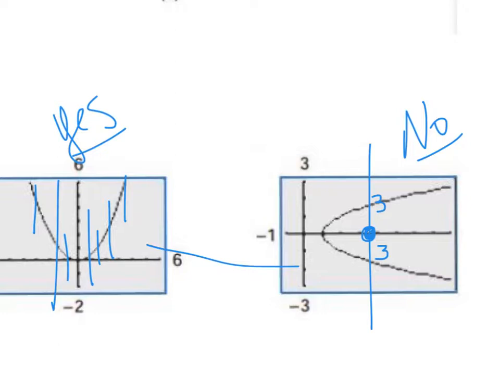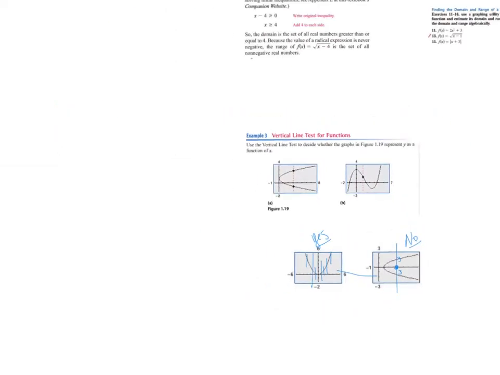Vertical line test on a graph. If you draw a vertical line and it only touches once, yes, it's a function. If you draw a vertical line and it touches more than once, no, it's not. We agree? Okay.